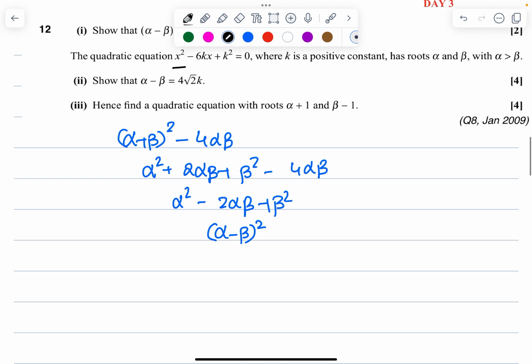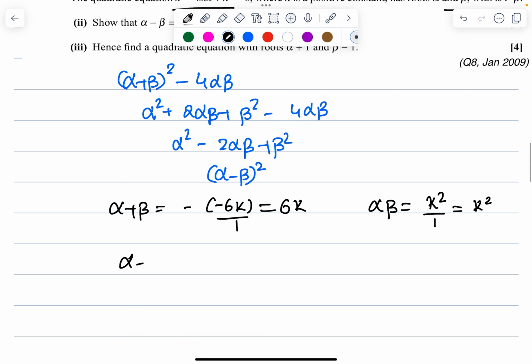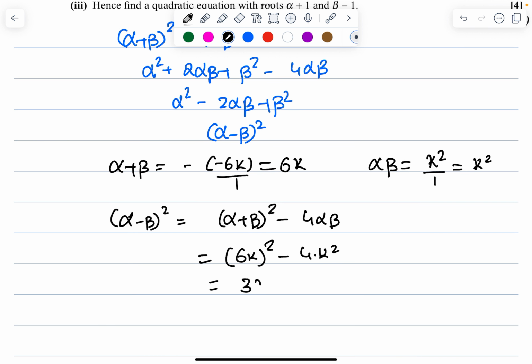Now the new equation has the roots alpha and beta. Show that. So sum of the roots is going to be nothing but what? Minus b upon a, which is going to be 6k. Product of the roots is c upon a, which is k square upon 1, k square. He is asking alpha minus beta whole square. So which is alpha plus beta whole square minus 4 alpha beta, which is 6k whole square minus 4k square, which becomes 32k square. So what is alpha minus beta? Square root of 32k square, which is 4 square root 2k.